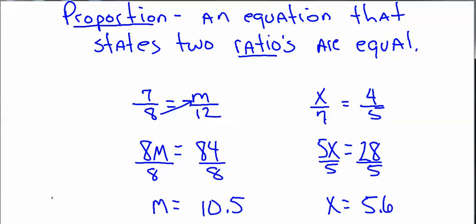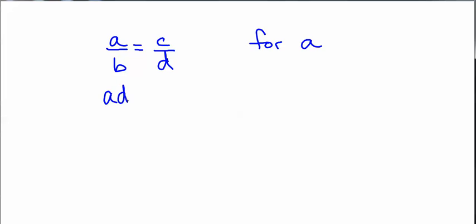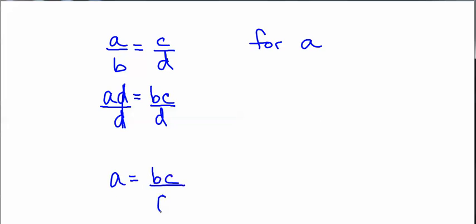So a little extension of what you did the other day. How about a over b equals c over d? Let's solve for a. If you crisscross multiply here, what do you get? AD equals BC. Divide each side by D. Those cancel, and a is going to equal BC over D.